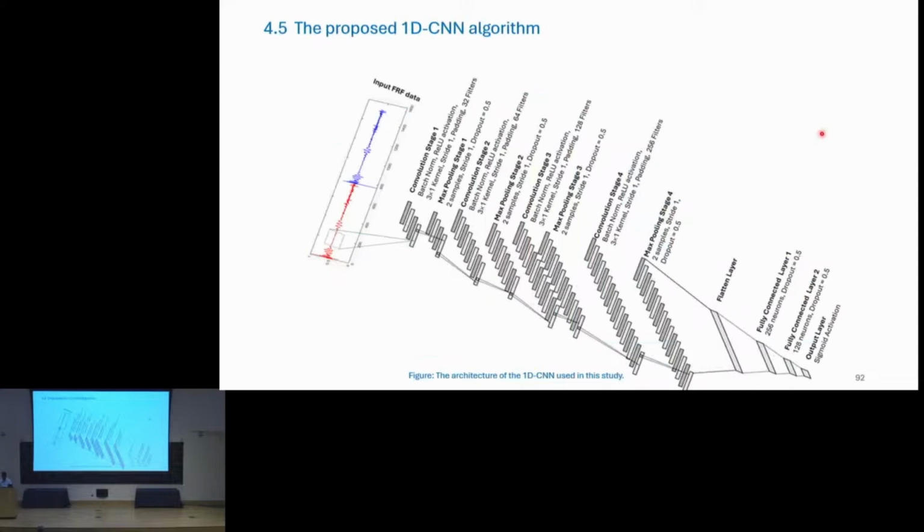So this is our CNN algorithm. I am not going into the details of this algorithm, I just want to mention it very quickly. It has 4 convolutional and max pooling stages. And in the output layer, we have 2 fully connected layers, and we used a sigmoid activation function for the binary classification problem.